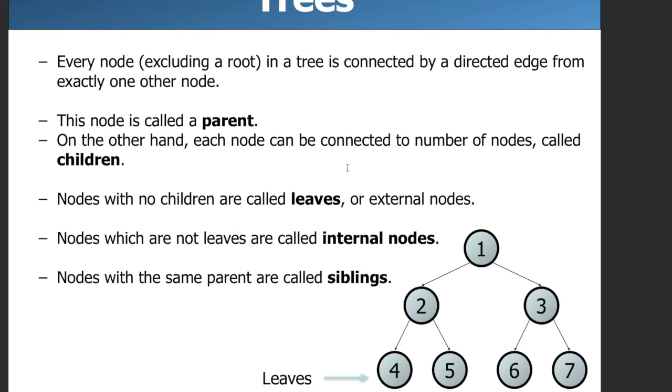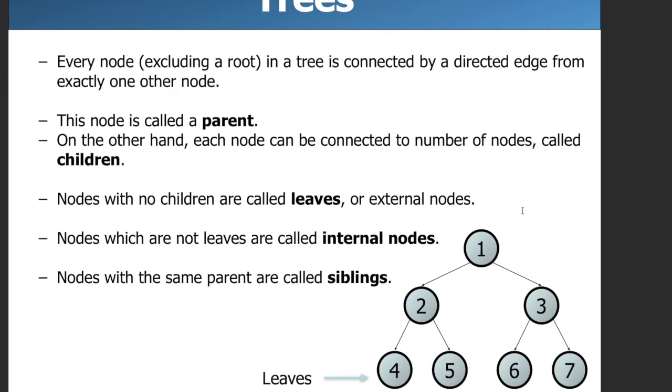Let's move on. Every node, excluding the root in a tree, is connected by a directed edge from exactly one other node. And we can see edges here. Edge, edge, edge, between nodes, right? It's a link. This node is called a parent. On the other hand, each node can be connected to a number of nodes called children. And I think I already showed you. Here are our nodes 1, 2, 3, 4, 5, 6, and 7.